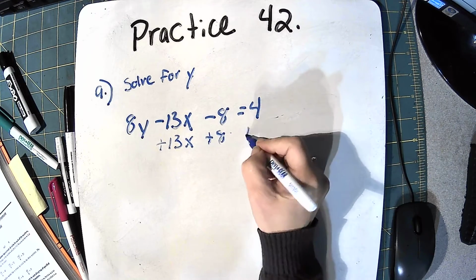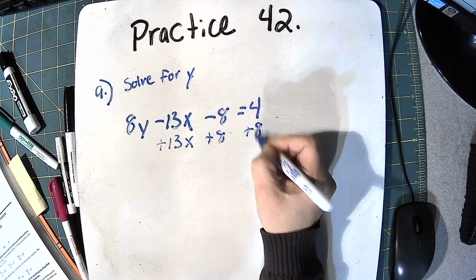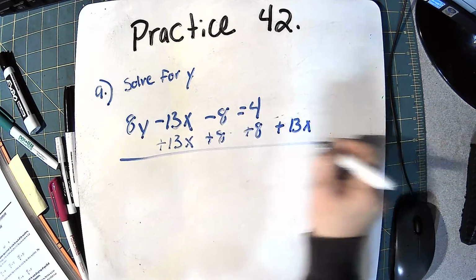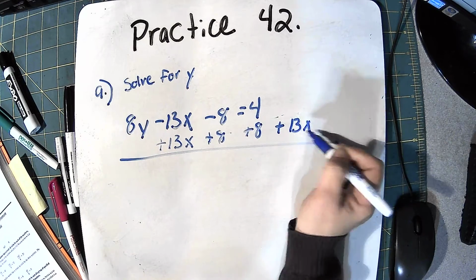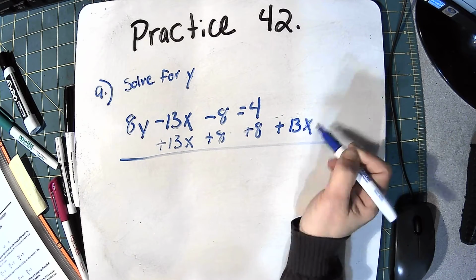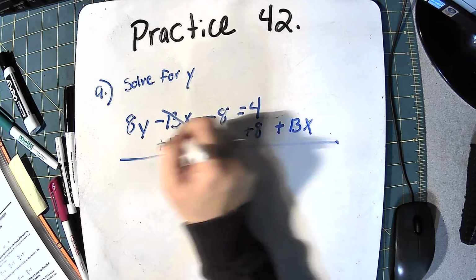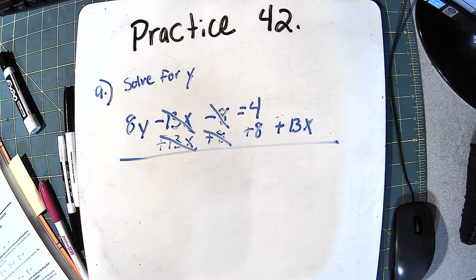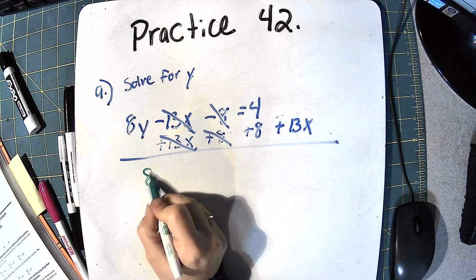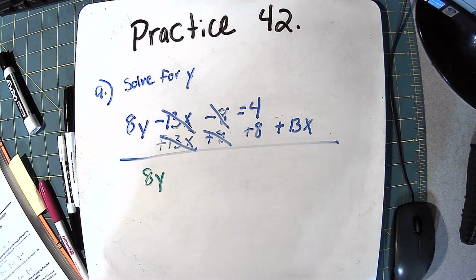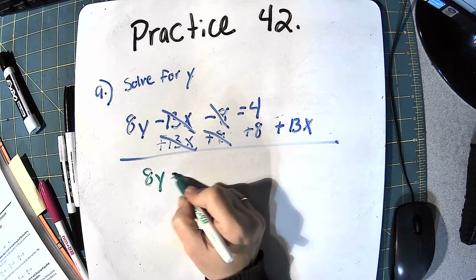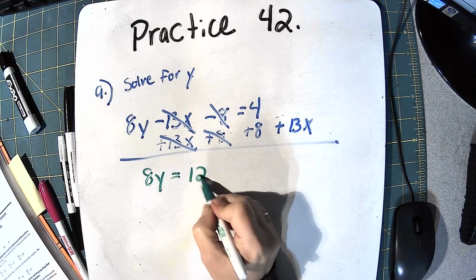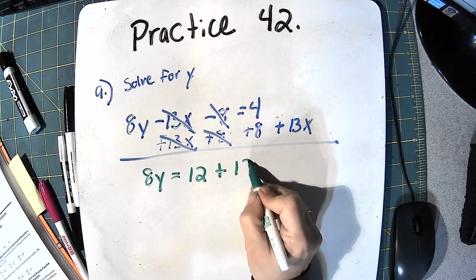On this side, I'm going to put my plus 8 under my 4 because those are like terms, and then my plus 13x. I can't add the 4 and the 13 because 13 has an x attached to it and the 4 does not. Then I'm going to cancel those. I'm going to use a different pen. And I'm going to have 8y equals 8 plus 4 will be 12 plus 13x.